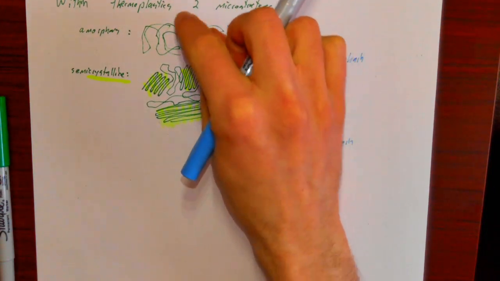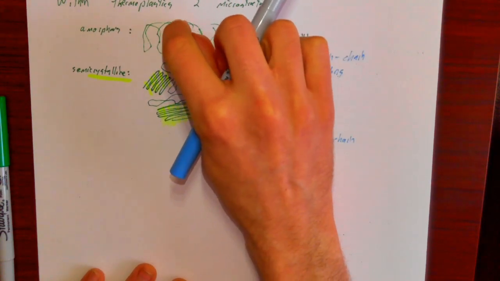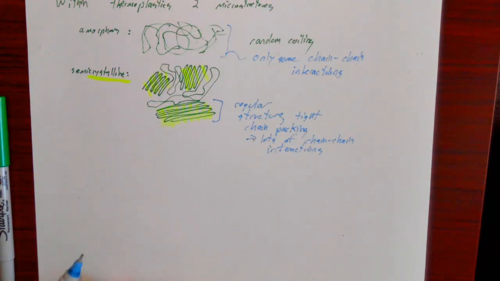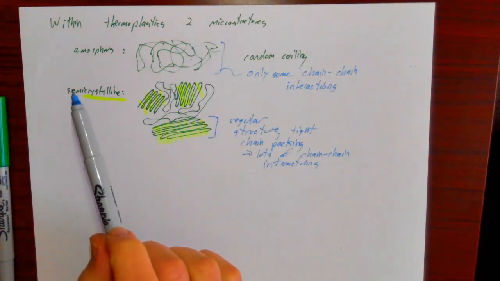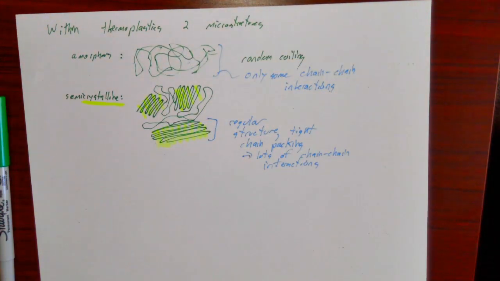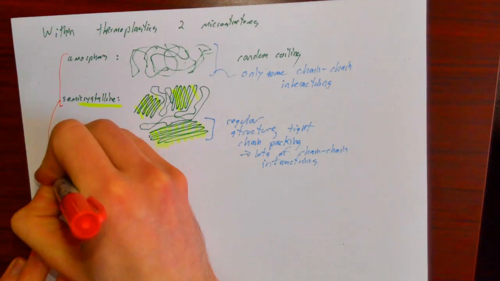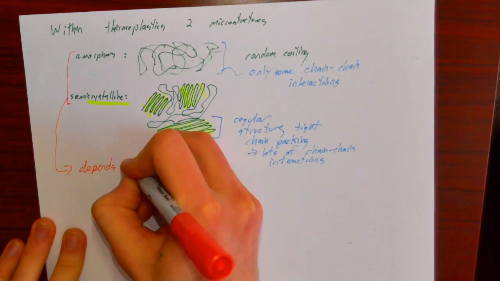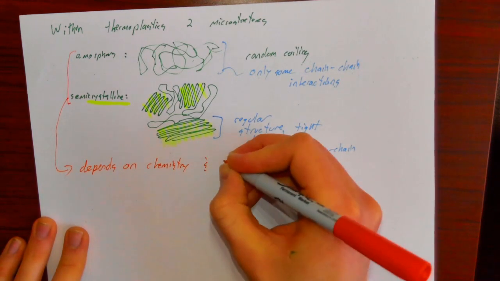Basically because they're all packed together randomly, they only sort of bump into one another or become close enough to one another to have some interaction occasionally. So that's basically the two microstructures here. So you might imagine what might make something amorphous versus semi-crystalline, and which one is which depends on chemistry and temperature.